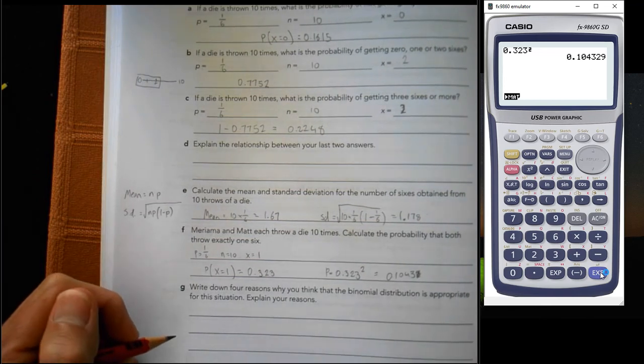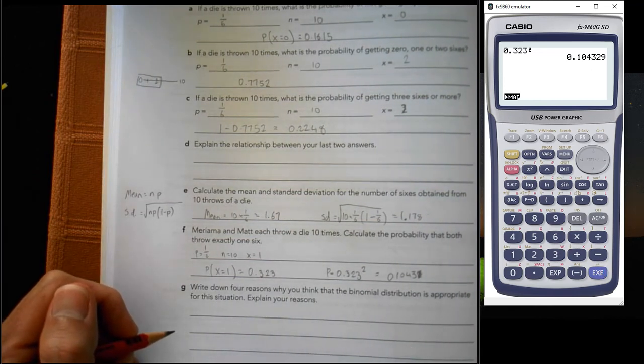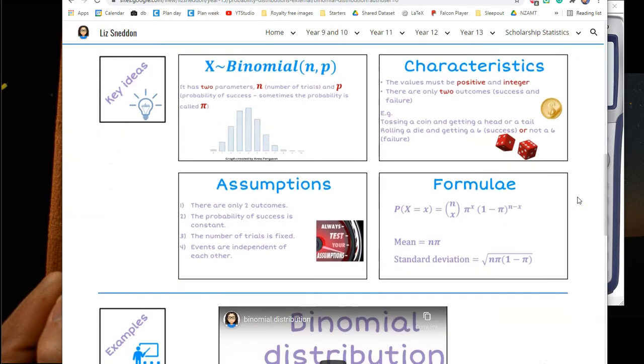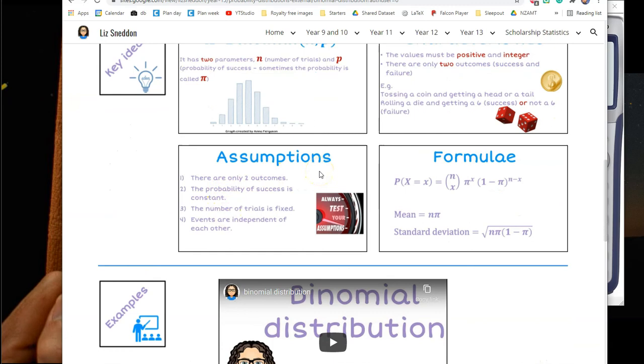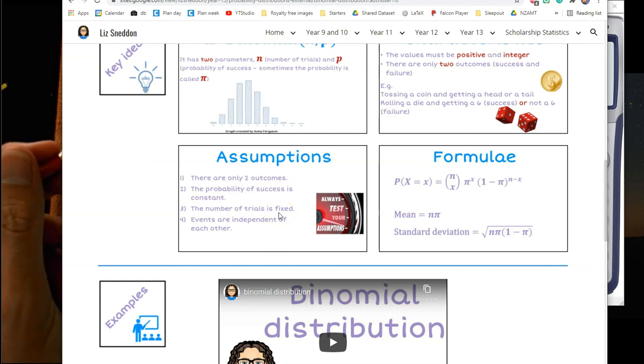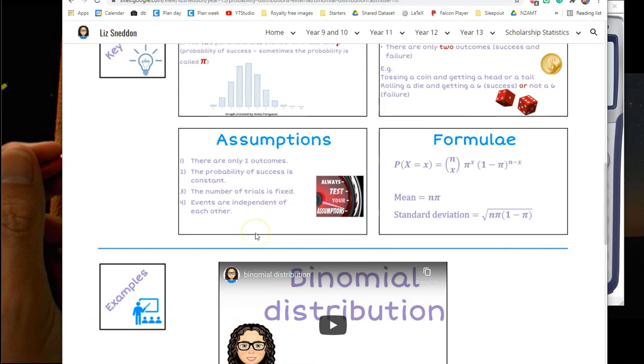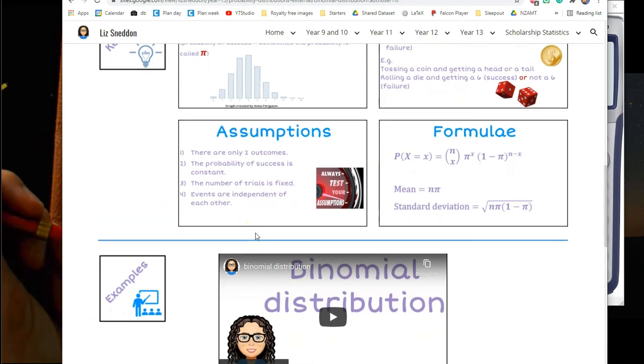And then write down 4 reasons you think the binomial is appropriate for this. Well, if we were to look at Liz Snedden's page, there need to be just 2 possible outcomes. So in this case, we roll a 6 or we don't roll a 6. That's one of the reasons. A second reason, the probability of success is constant. Each time I roll a die, the chance of me rolling a 6 is the same. We have specified the number of trials, which in this case has always been 10. And each event is independent of the other. Me rolling the die one time isn't going to affect the result on the other one. So those are the 4 reasons why.